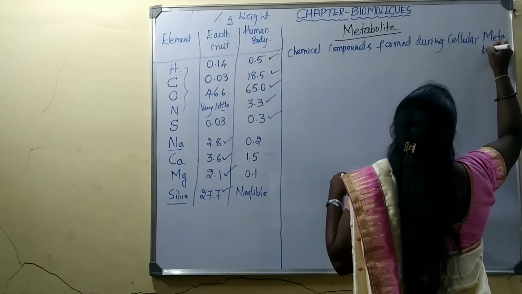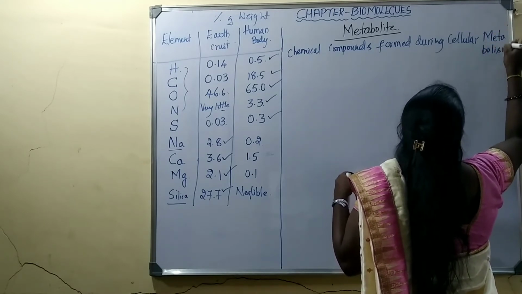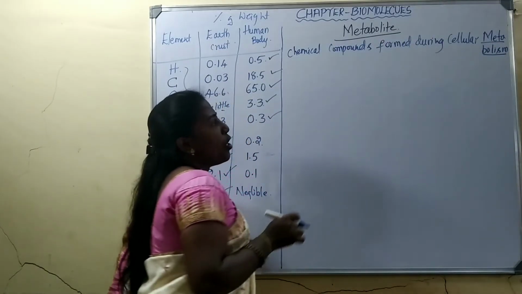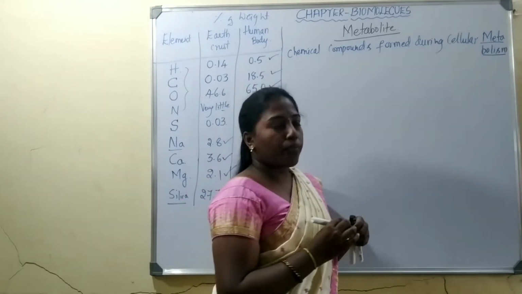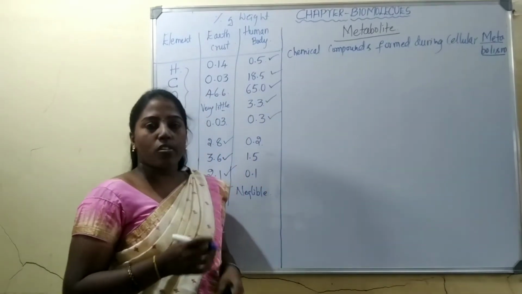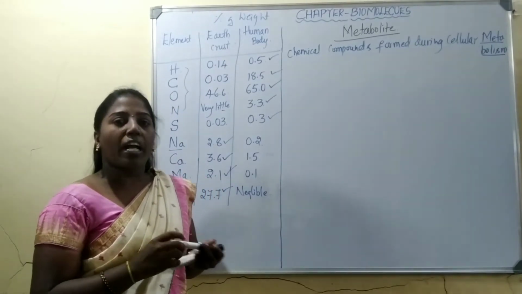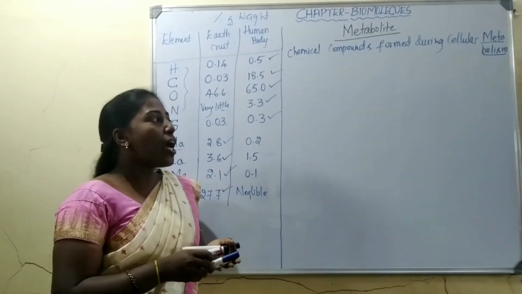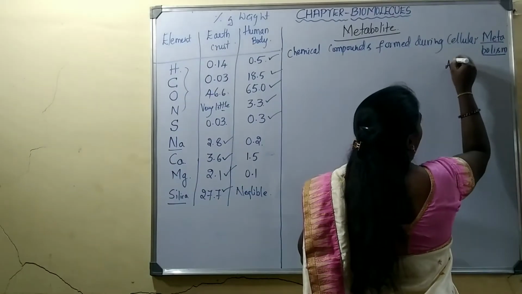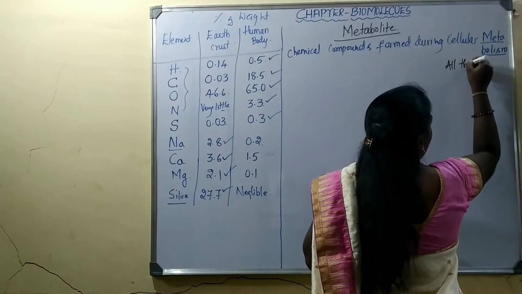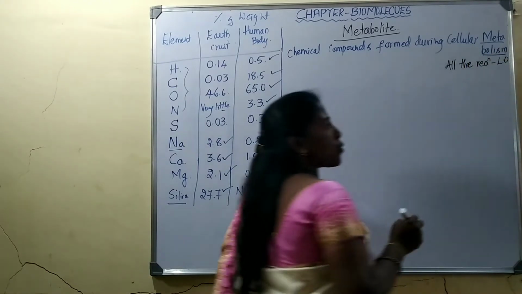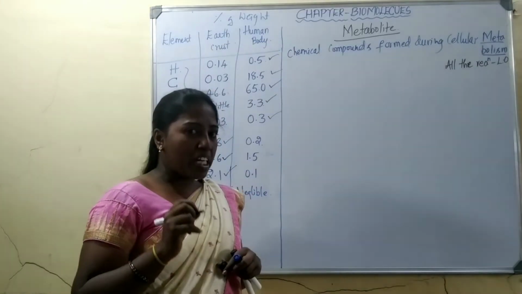Then what is metabolism? I mentioned that the chemicals formed during cellular metabolism are called metabolites. Then what is metabolism? Metabolism is nothing but all the reactions which occur in a living organism. All the reactions occurring in living organisms, we are calling it metabolism.